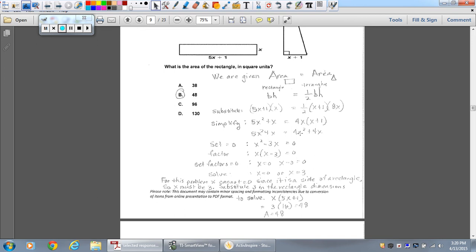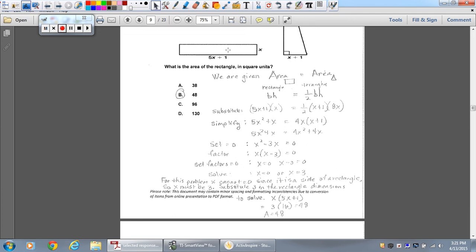And so when I did, 1x minus 4x was a negative 3x, and 5x squared minus 4x was x squared, and I didn't have a constant. So I just factored out a common factor, which we should always look for, and I realized my two factors were x and x minus 3, set my factors equal to 0, and solved them. So my answers for x are 0 or 3, but the question was, what's the area of the rectangle?